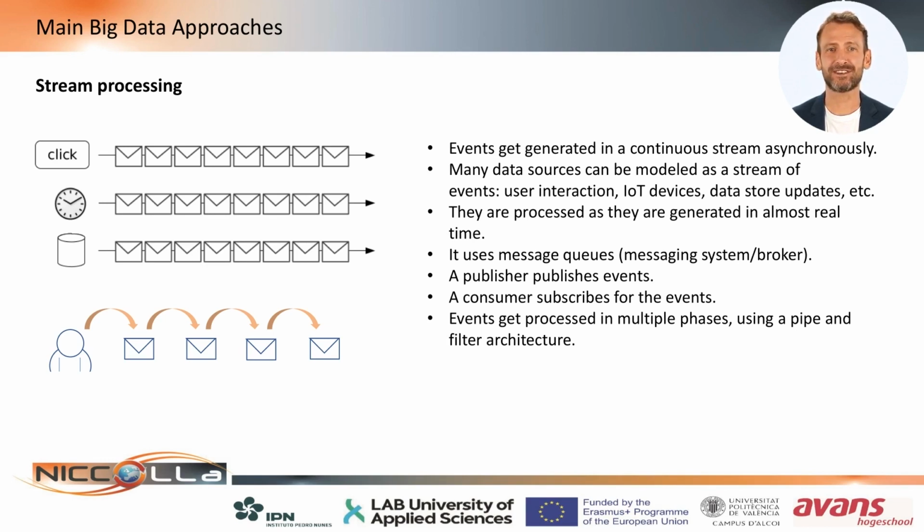Stream processing is characterized by processing events using pipe and filter architectures, which means different filters may be applied to every event in sequential order, in different phases. In this way, multiple filters can be connected by pipes, configuring complex stream processing networks.